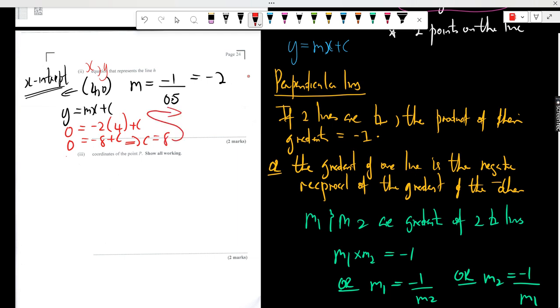And having found the value of the y-intercept c, the equation, of course, is going to be of the form y equals mx plus c, and so we have y equals minus 2x plus 8.